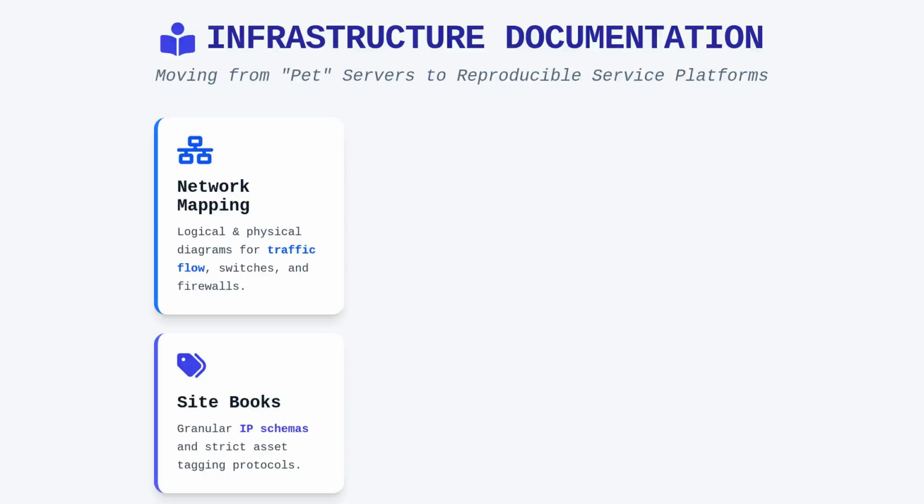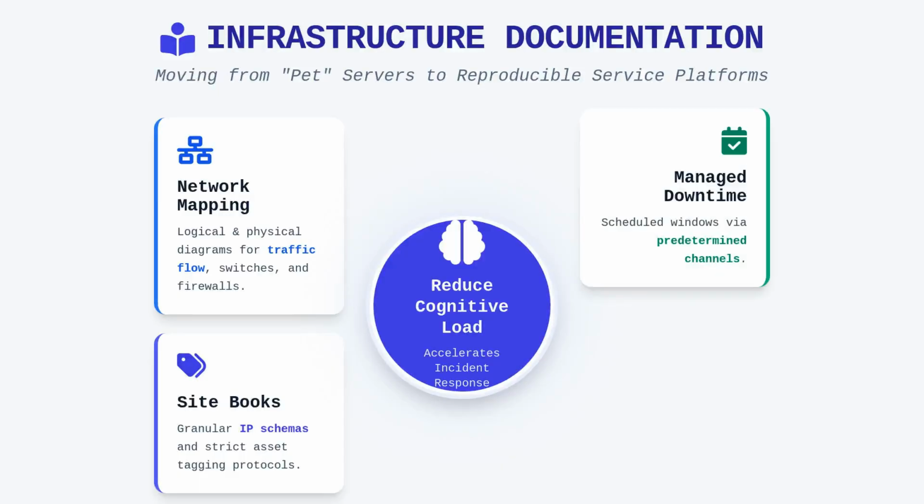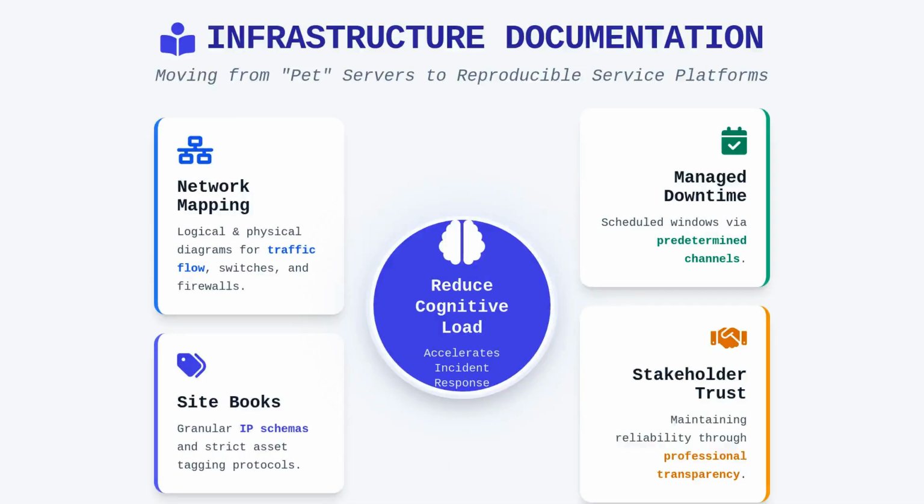When you formalize your server naming and tagging, you immediately reduce the cognitive load on your team during incident response scenarios. Furthermore, maintenance windows and scheduled downtime must be recorded and communicated through predetermined notification channels to maintain trust with stakeholders. By adhering to these documentation standards, you transform your infrastructure from a collection of pet servers into a predictable, reproducible service delivery platform.